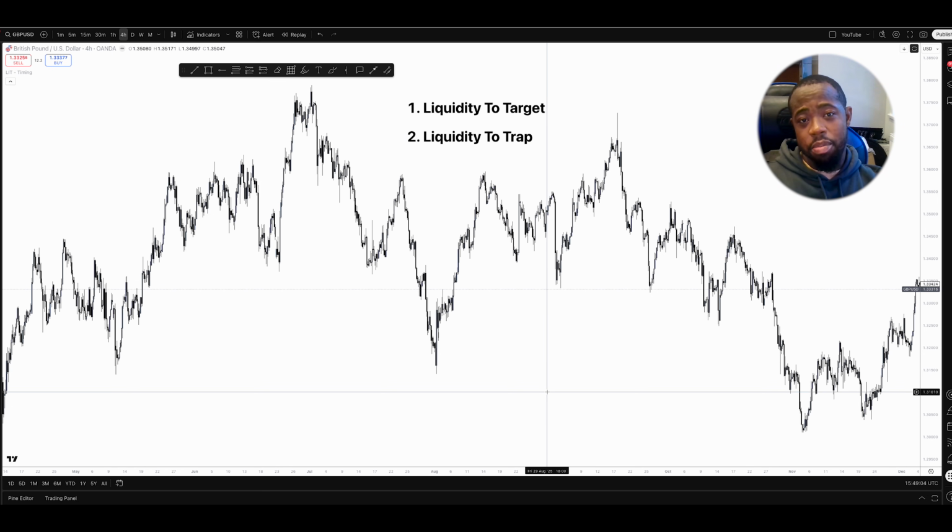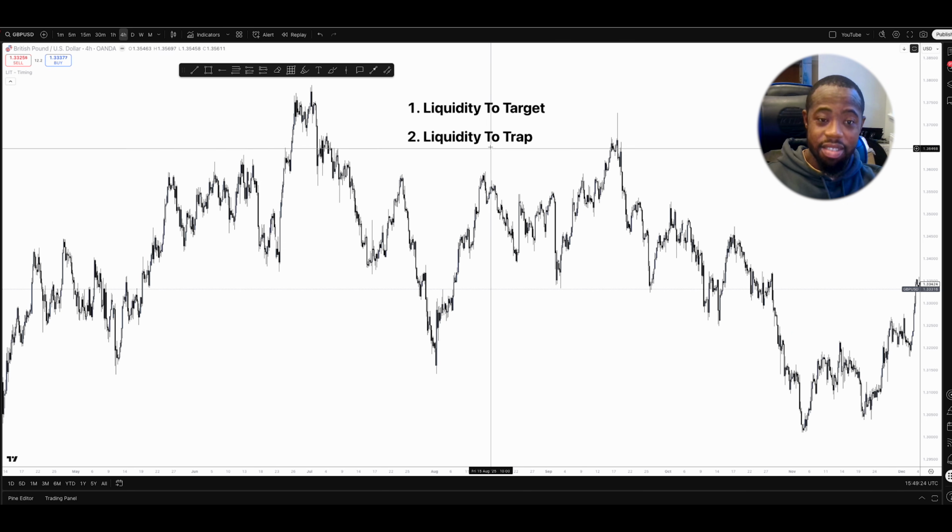The liquidity to trap is our entry zone or our place of interest. The liquidity to target is where we want to get out of the trade. All right. That's literally all you need to develop your own simple trading system. And this is my simple trading system. Of course, there's more to it than that, but this is the crux of it.